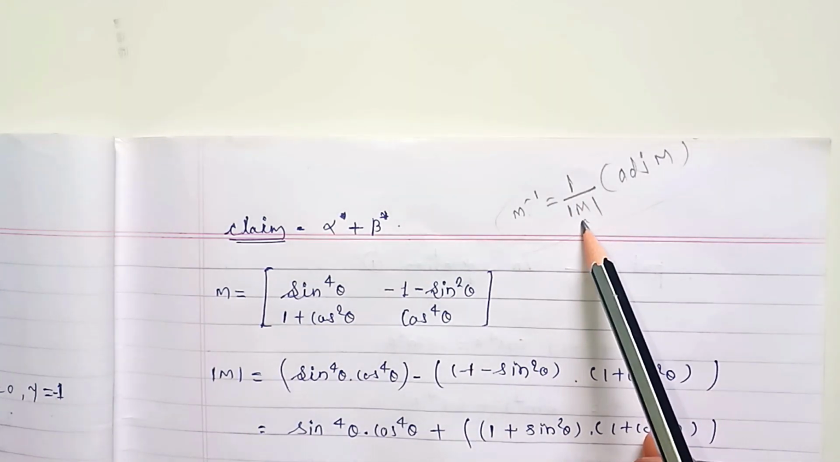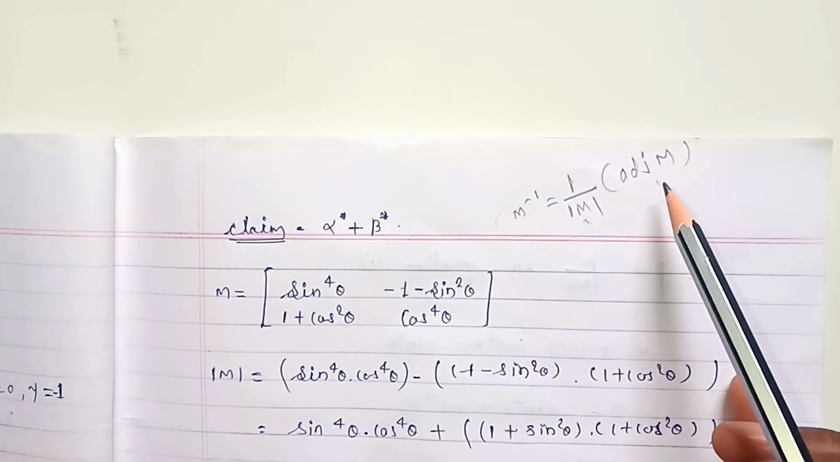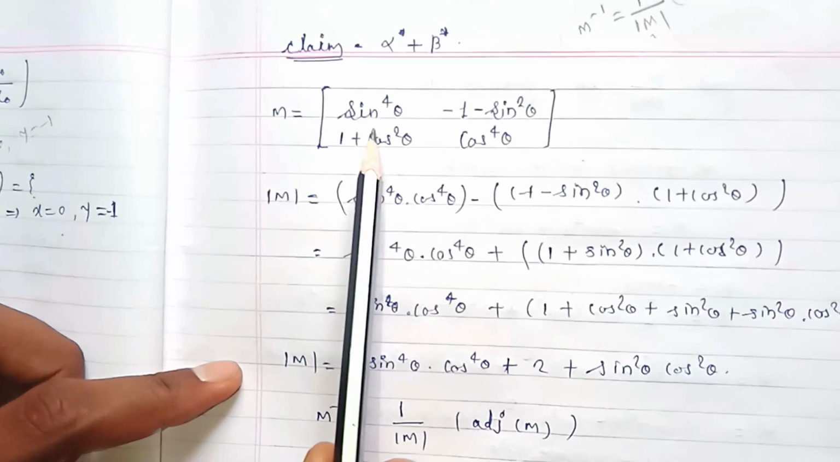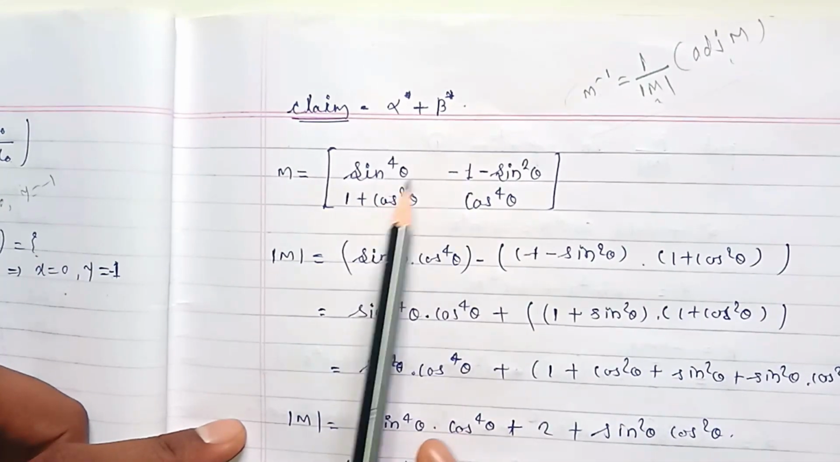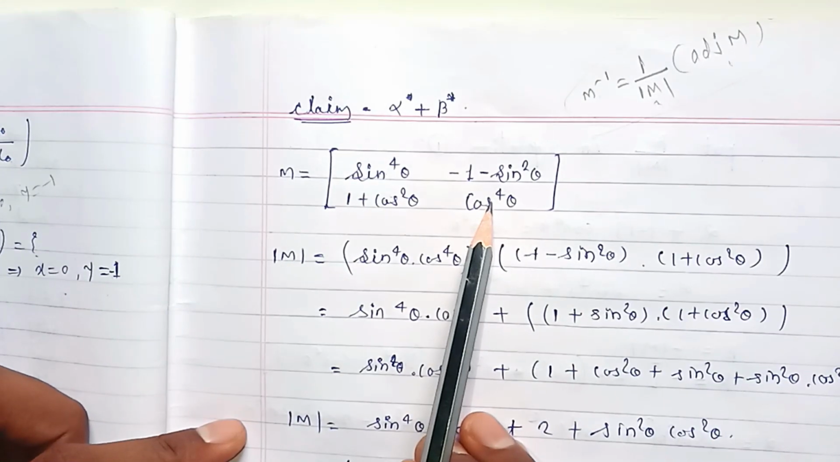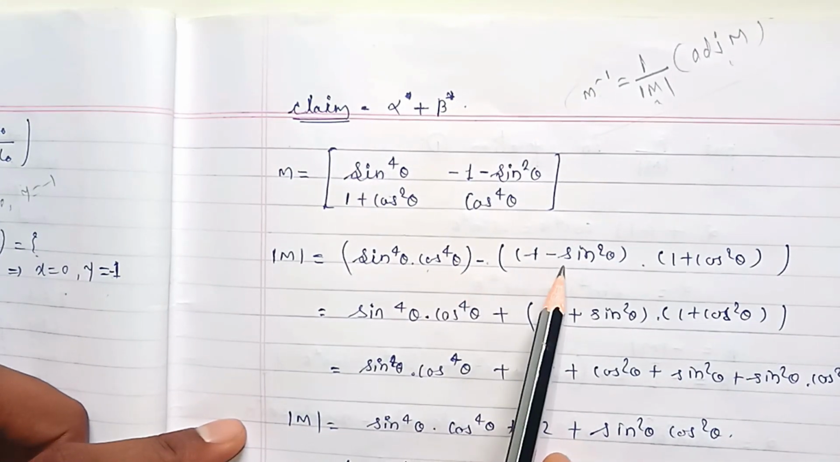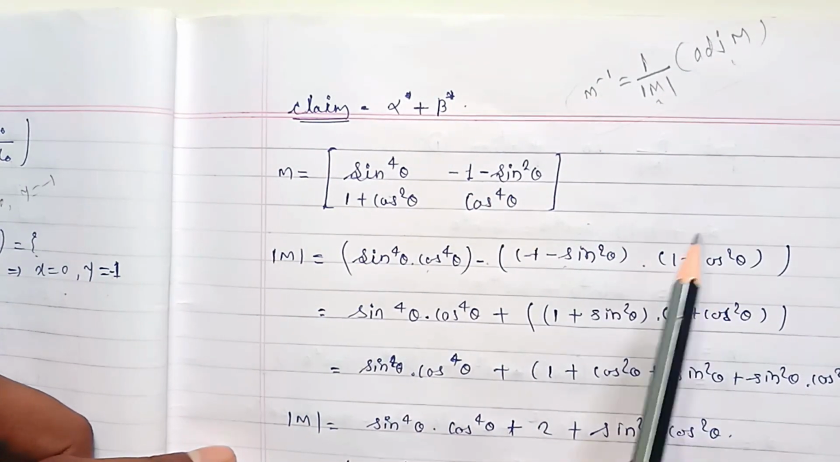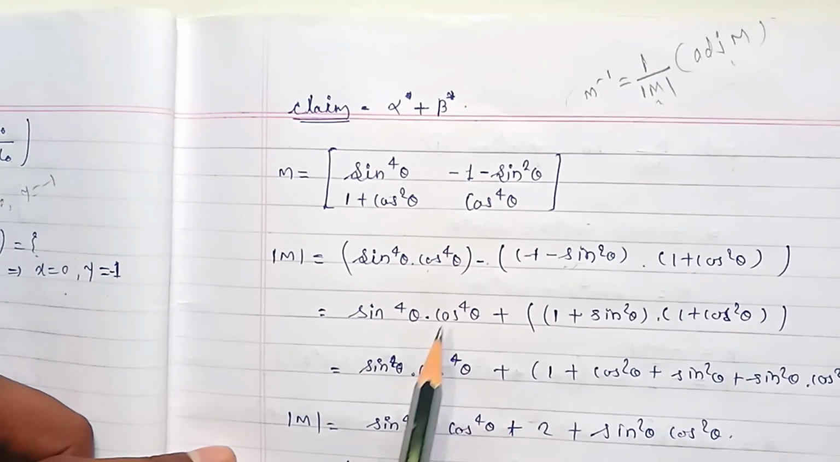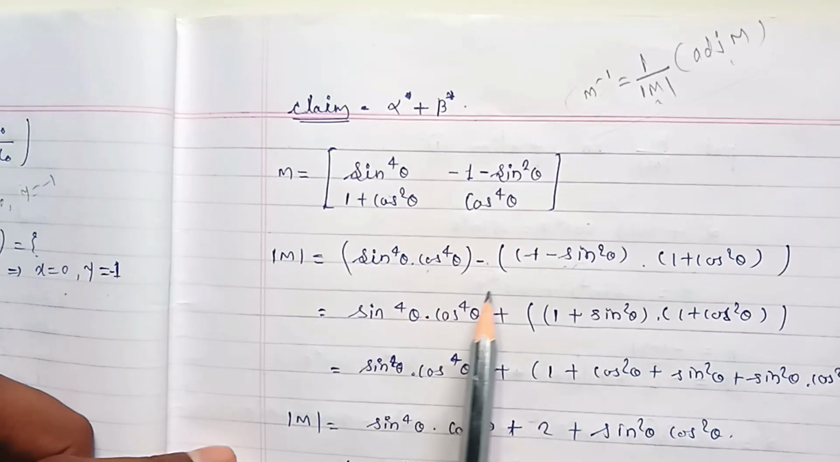For that we need the determinant of M and the adjoint of M. For the determinant of M, just go through the similar regular process: this into this minus this into this. So sin 4 theta into cos 4 theta minus negative of 1 sin square theta into 1 plus cos square theta. Their multiplication here and subtraction between them. So it is here as it is.